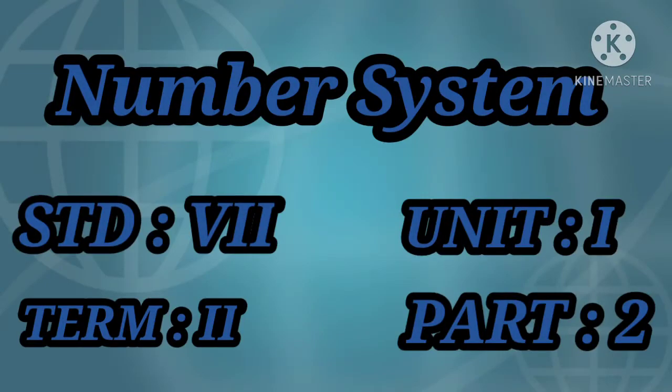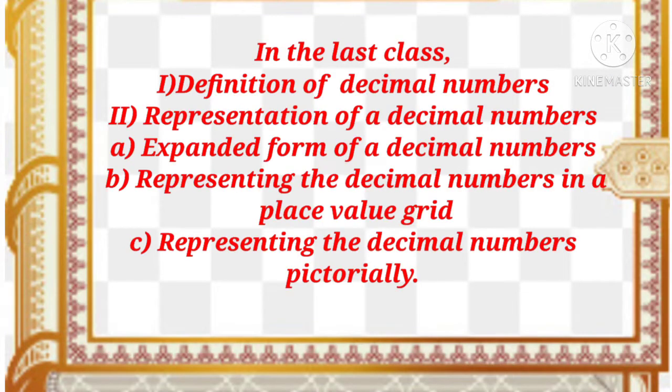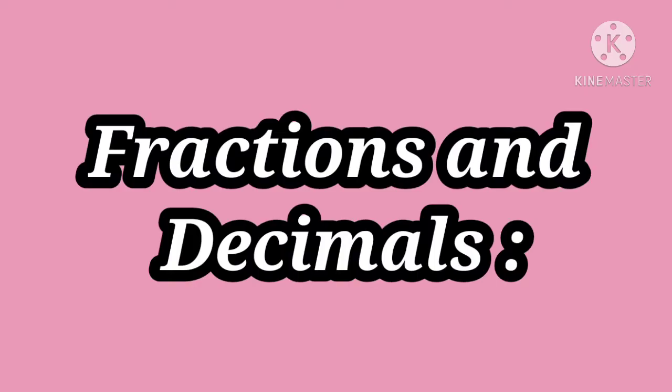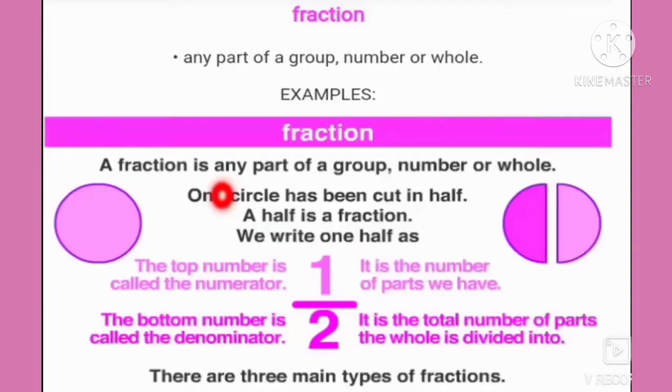Number system is our first unit of this term. In the last class, we studied fractions and decimals. Let's recall what a fraction is. A fraction is any part of a group, number or whole. For example, one circle has been cut in half, and here a half is a fraction.